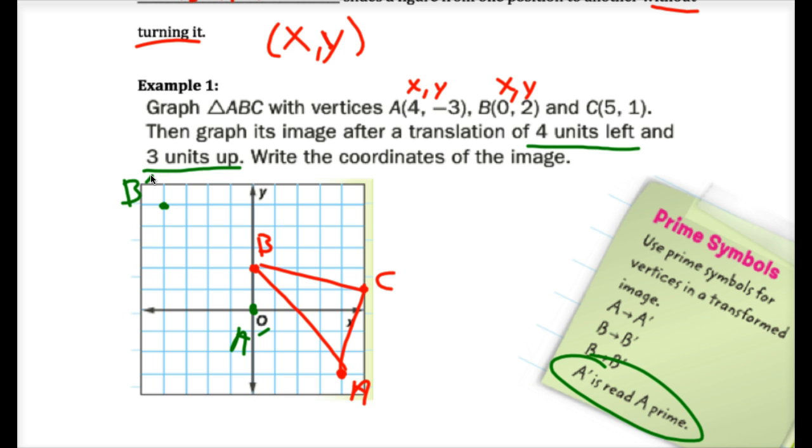And then try to find C prime. 4 units left. 1, 2, 3, 4. And 3 units up. 1, 2, 3. C prime. And then connect and make that triangle.